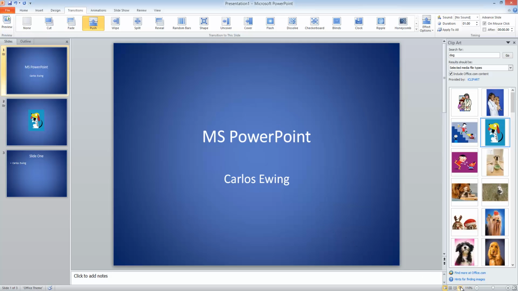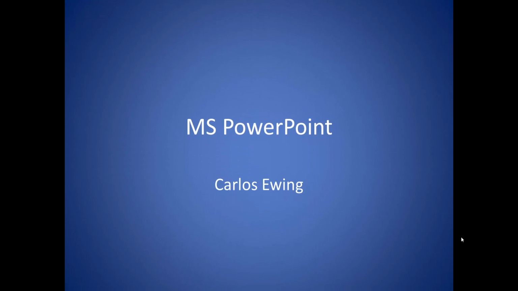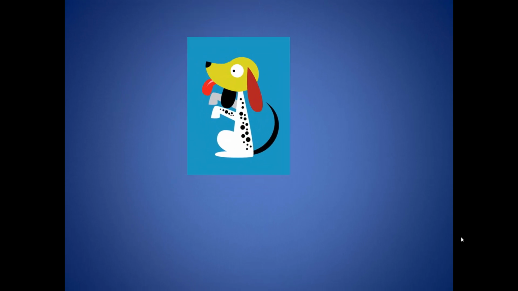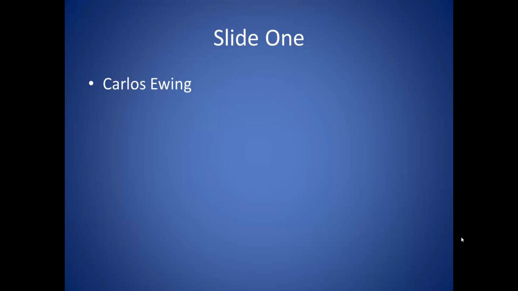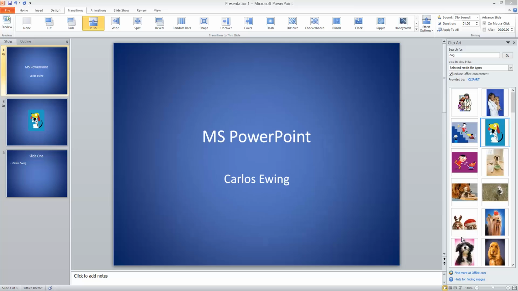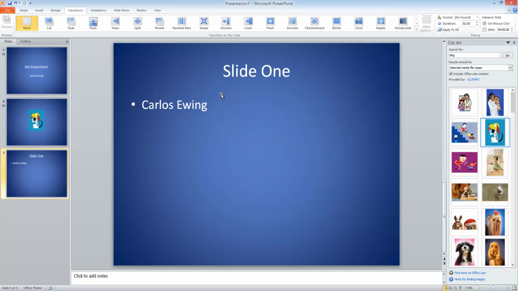Let's just go to the slideshow here, and then click to go to the next slide. Then the dog is gonna bounce in, and then it's gonna go to the next one. We have no animation for the text on slide 3, so they're just gonna come in. So let's click on that text on slide 3. That's the text that says slide 1.